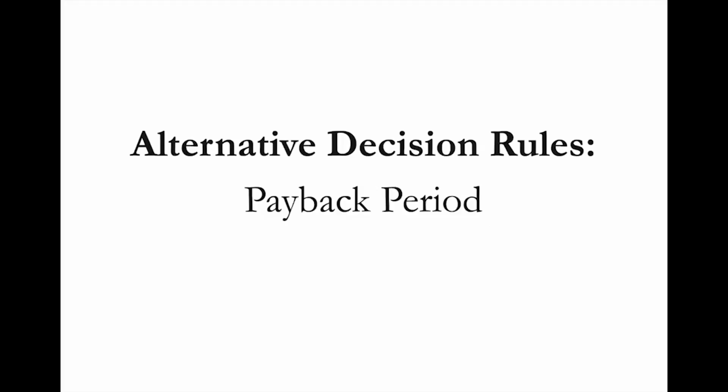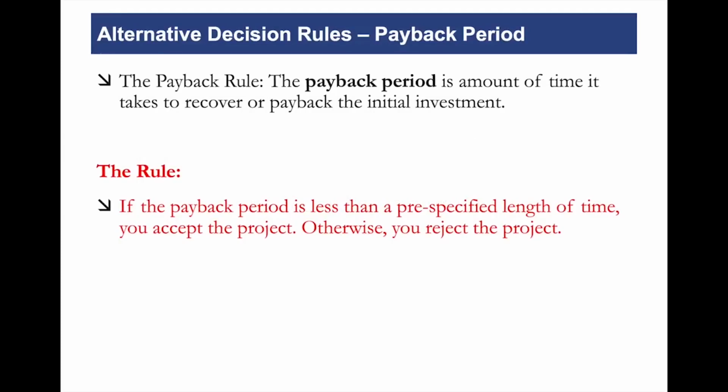So now we've had a look at the net present value rule. We turn to an alternative decision rule, specifically the payback period. Now this is a fairly simple rule. There's not much to it, and we don't need to worry about discounting cash flows here when we apply it.